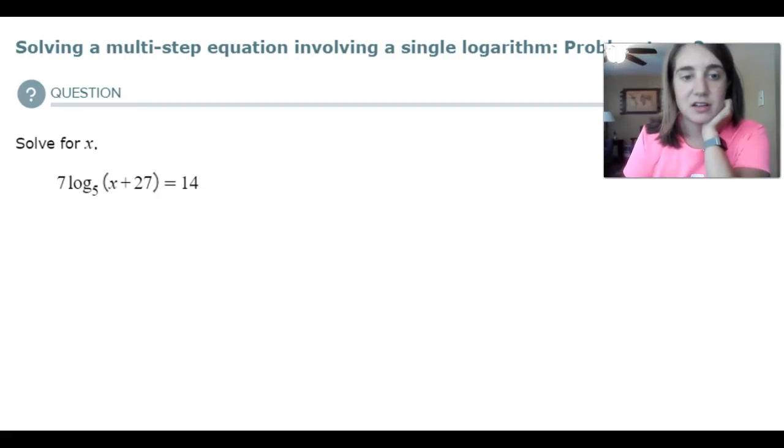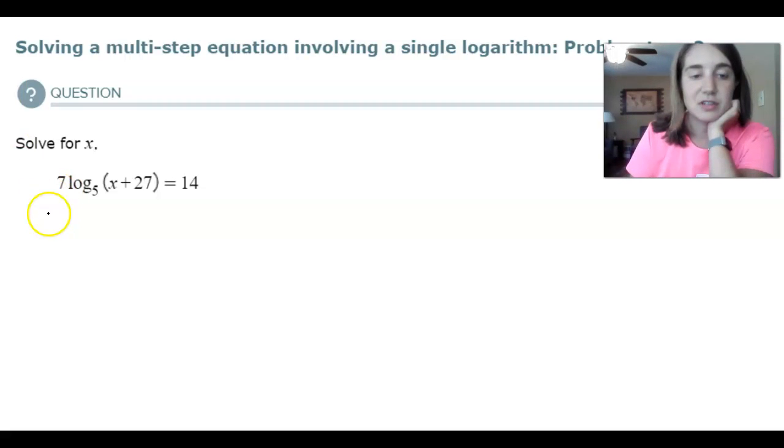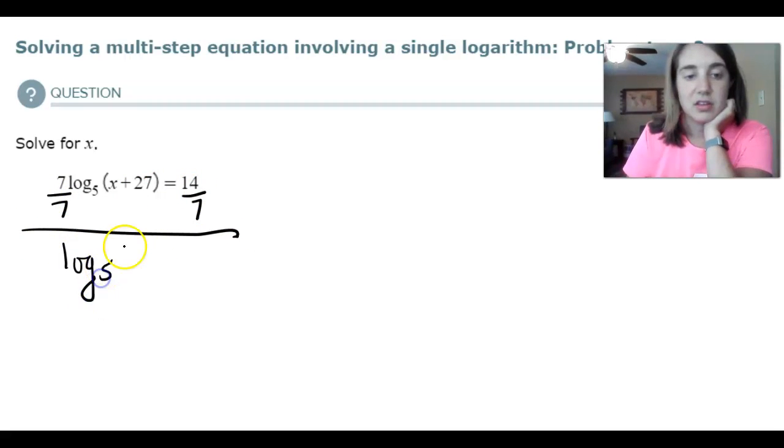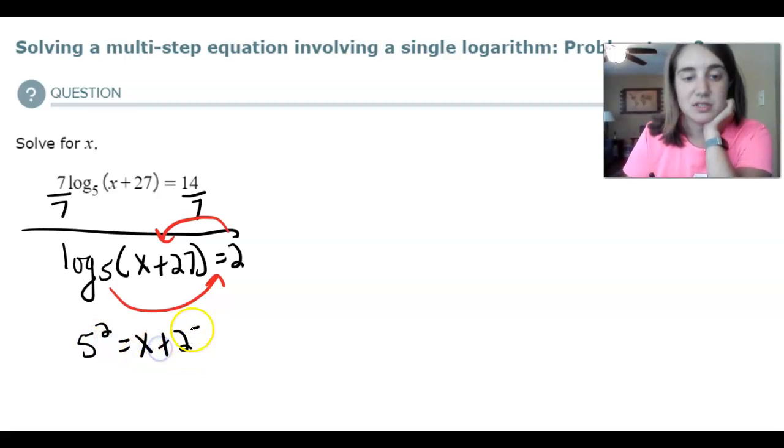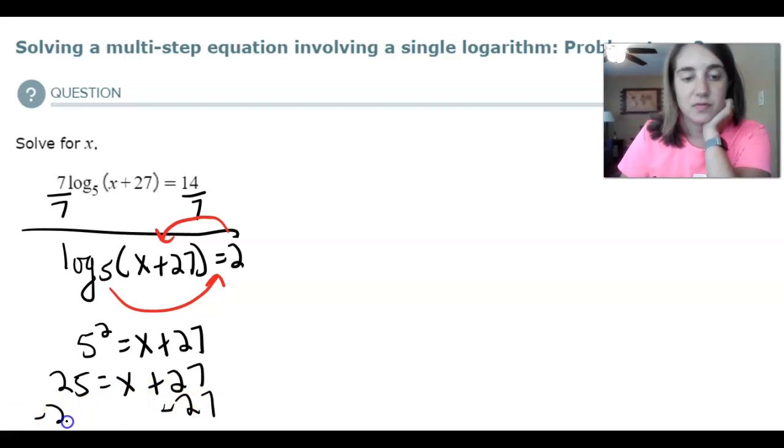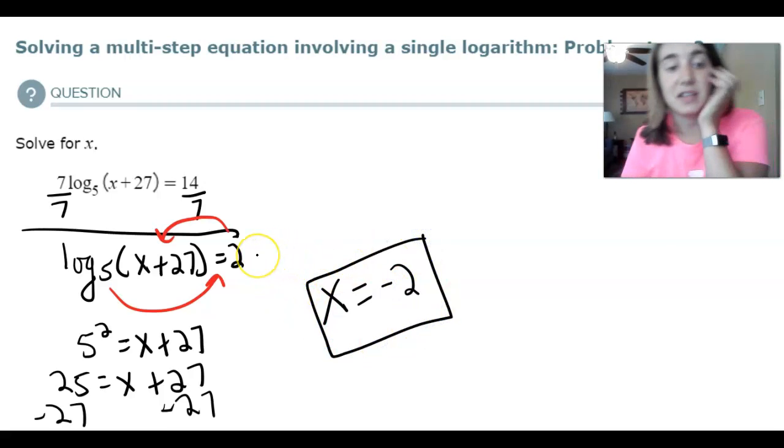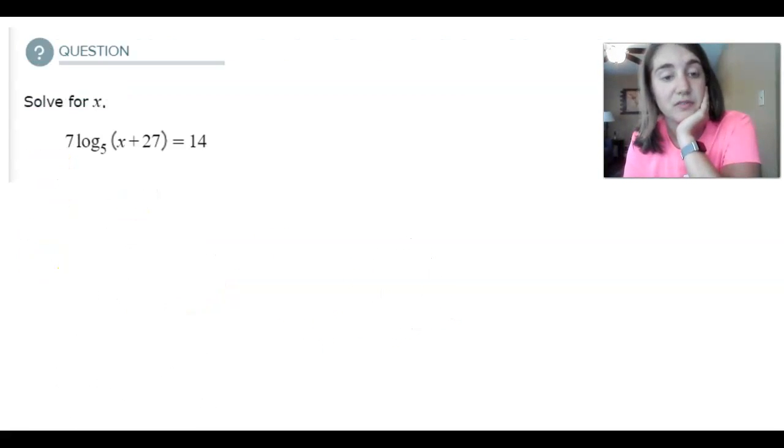So this is a similar idea that I want to get x by itself. I want to convert it, but to do that, I first need to get that nothing next to the log. Once I do that, I can loop it and rewrite. So I have 5 squared equal x plus 27. X would equal negative 2. So that was different in the sense that I needed to completely isolate the log before I converted it.